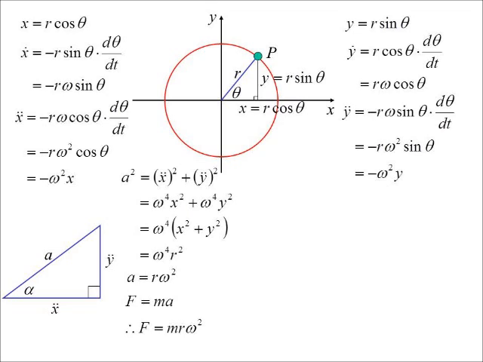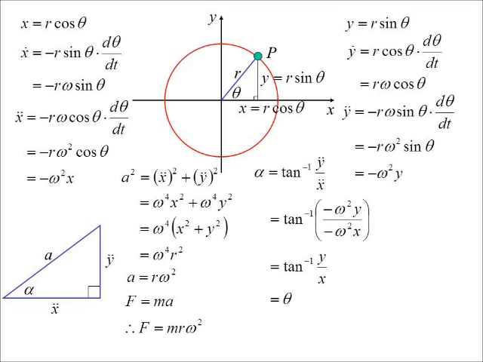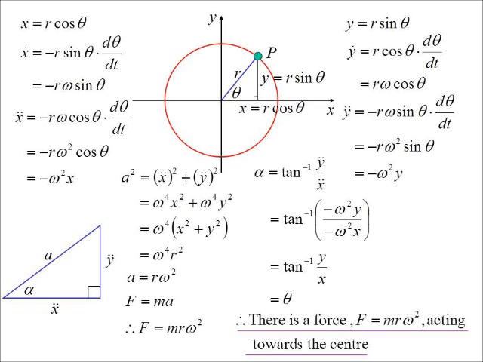Okay, going back to our triangle. Well, it's going to be the inverse tan of the vertical component over the horizontal component. Well, the vertical component was minus omega squared y. So inverse tan of y on x. Well, hang on. Go back to our original diagram. That's theta. So it is directed towards the center. That angle does turn out to be theta.